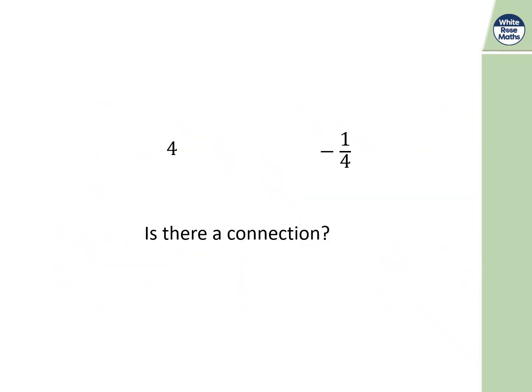So 4 and minus 4, is there a connection? Well, yes, they are negative reciprocals of one another. If I multiply these two numbers together, I will get minus 4 quarters, which simplifies to minus 1. So these two gradients multiply to give me minus 1, therefore they will meet at a right angle on a graph.